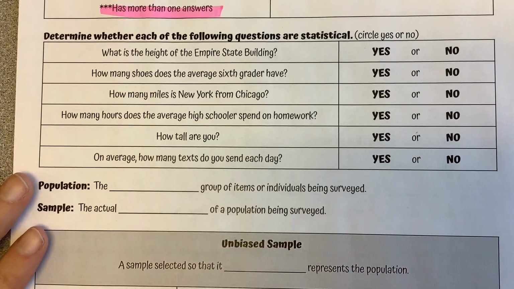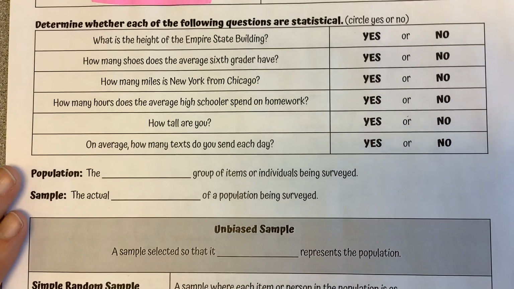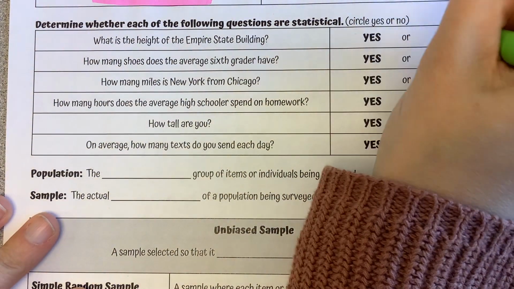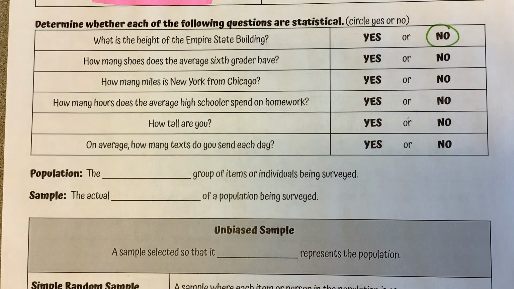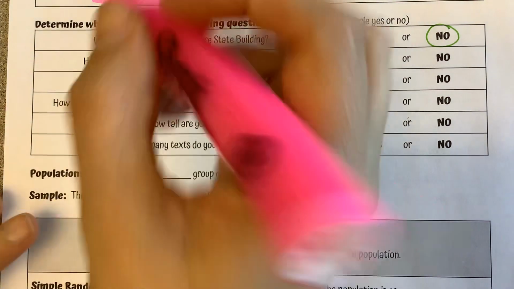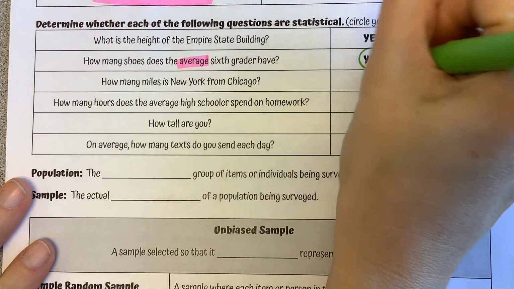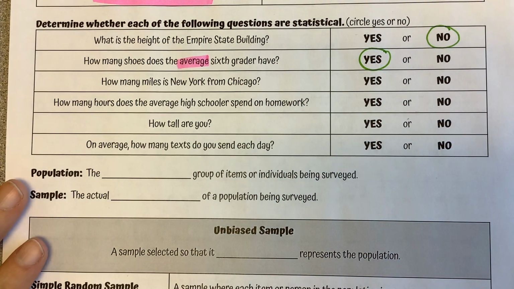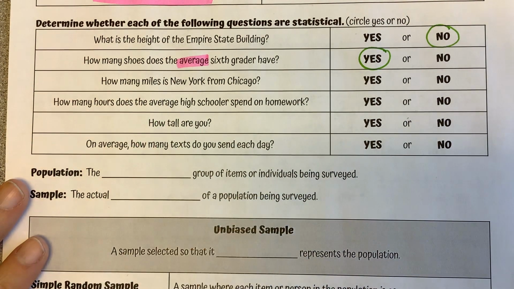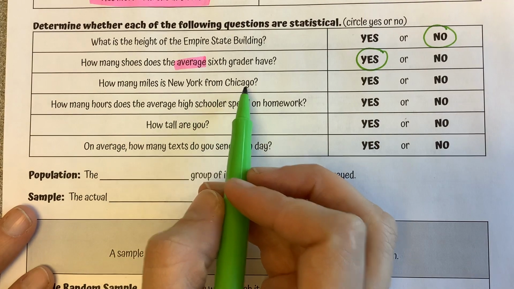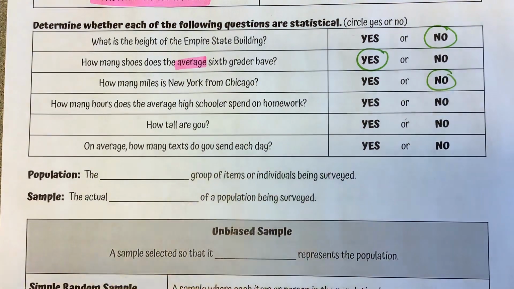So let's look at deciding which ones are statistical and which ones are not. What is the height of the Empire State Building? There is one answer, so no, it is not statistical. How many shoes does the average sixth grader have? And key part there, average sixth grader. We're going around to every sixth grader, they're going to have different shoe sizes. There's going to be multiple answers. So yes, it's statistical. How many miles is New York from Chicago? We're picking a specific spot in New York and a specific spot in Chicago. There's one answer, one distance.